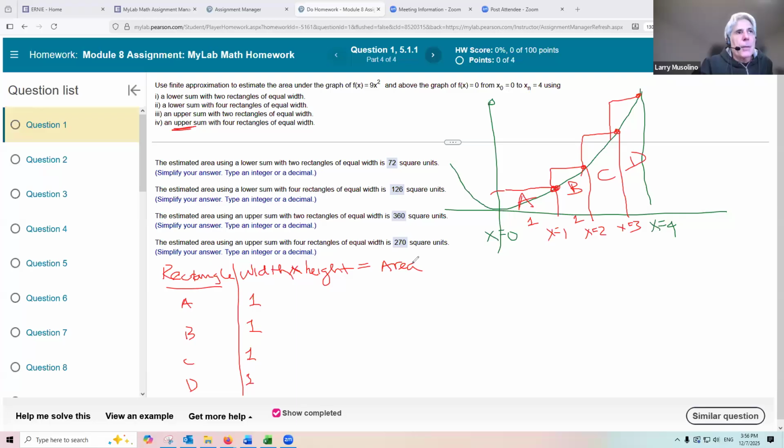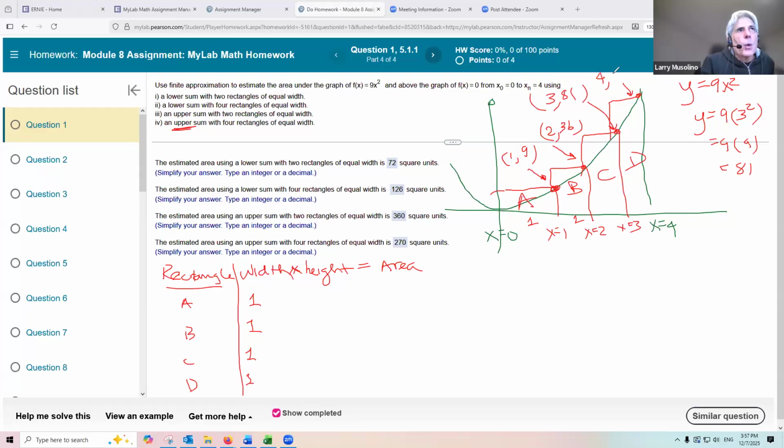Now remember, it said upper sum. That means I really want an overestimate. So I'm going to be using these right endpoints. Remember, this graph is y equal 9x squared. So here, this point is 1 comma 9. This point is 2 comma 36. This point is 3 comma, let's work out when x is 3. That's 9 times 9, that's 81. So 3, 81. And this point, I think we worked this out already. This is 4, 144.